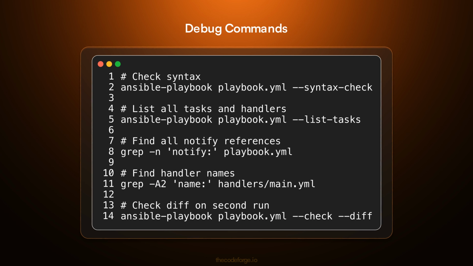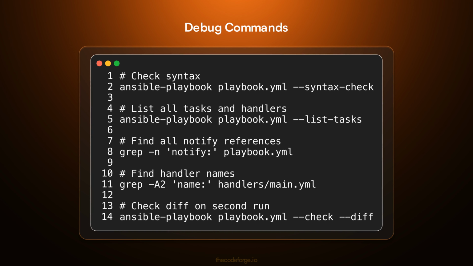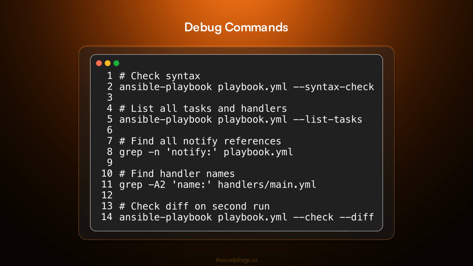These 5 commands diagnose 80% of playbook failures. Run syntax check to catch YAML errors. Use list tasks to verify handlers appear. Use grep to compare notify values against handler names. Run check and diff to see exactly what changes between runs.